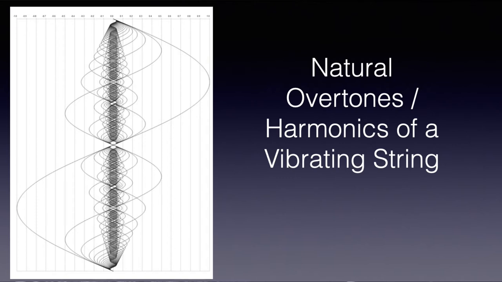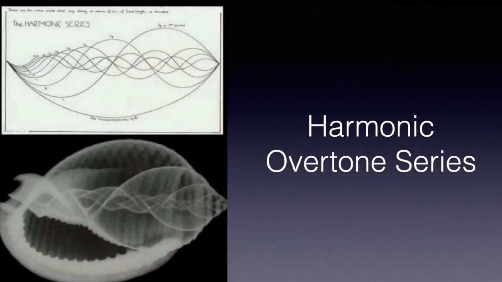This is actually a representation of a vibrating string, and the vibrating strings of these harps, and each one of these harps has 36 strings that are vibrating all at the same time. But you get a very, very complex series of overtones. And this is another view of those overtones.